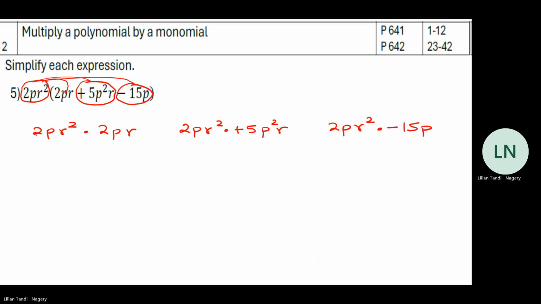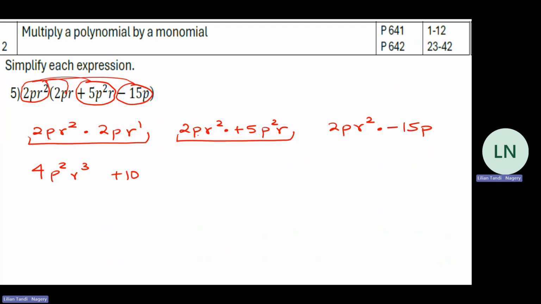15p. My numbers are both positive, so 4, there are 2 p's, p squared, r squared plus 1, r cubed. Okay? Then I do the same thing here. 2 times positive 5, positive 10. P is 1 here, and there are 2 p's over here. So p to the third power. R, there are 2 r's here and 1 here. So that makes it r to the third power.